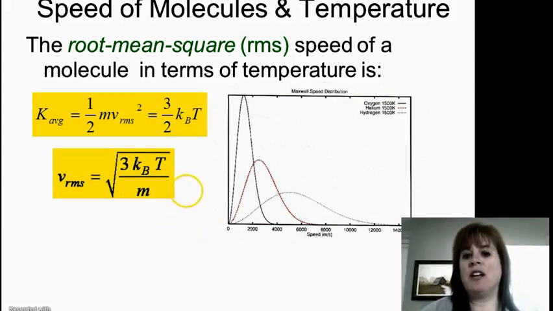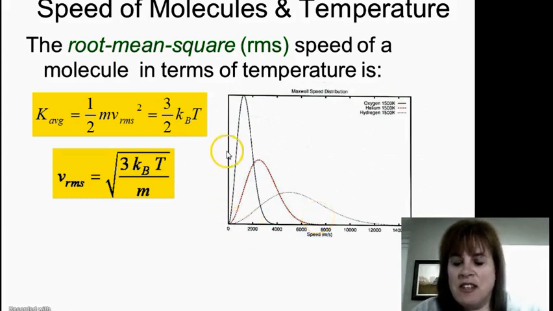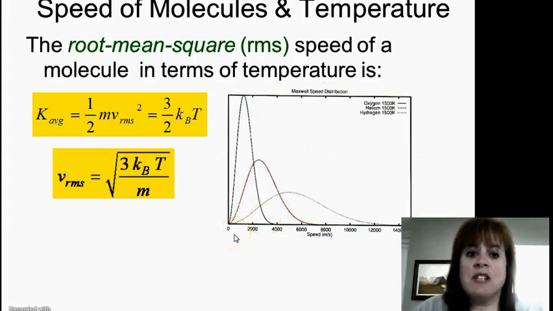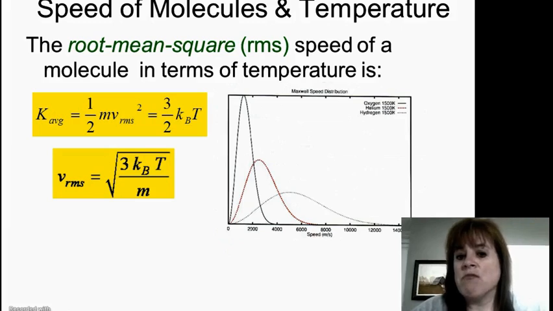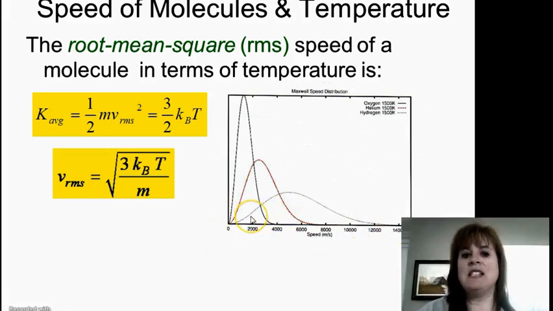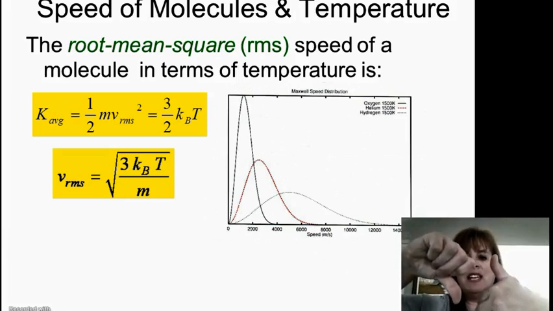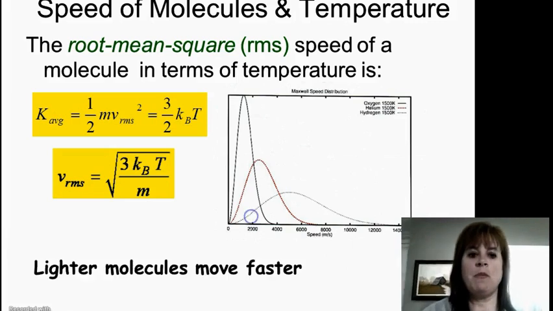And in fact, if we look at the Maxwell speed distribution of different molecules, we can see here that this is oxygen. Oxygen is diatomic, right? So its molar mass is 32. Here is helium, which has a molar mass of 4. And here is hydrogen, which has a molar mass of 1. So notice how as that mass decreases, the average speed increases. So lighter molecules move faster.